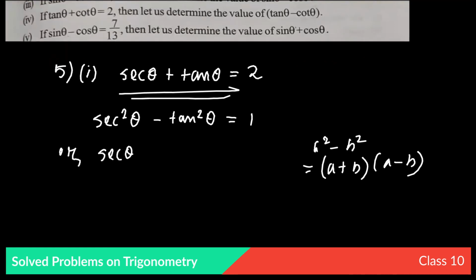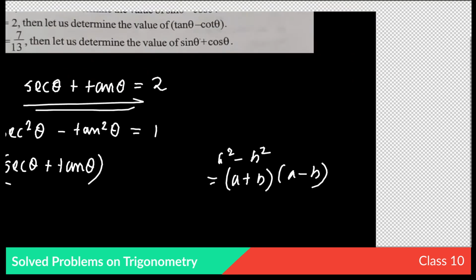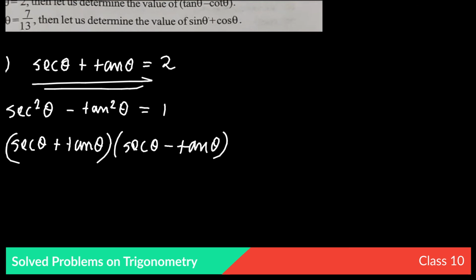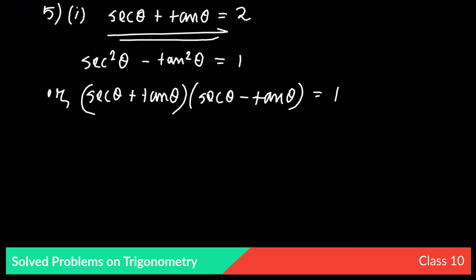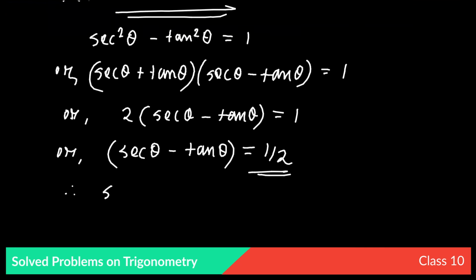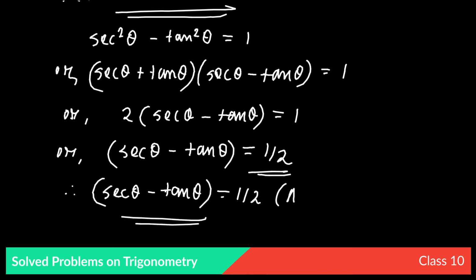So it is (sec θ + tan θ) into (sec θ − tan θ), that means (a + b)(a − b) is equal to 1. Now if you see carefully, the value of a + b, that means sec θ + tan θ, is given in the question, and we have to find the value of this. So it is very simple. sec θ + tan θ is 2, so 2 into (sec θ − tan θ) is equal to 1. From this we can easily find that sec θ − tan θ is half. So the required value of sec θ − tan θ is equal to half.